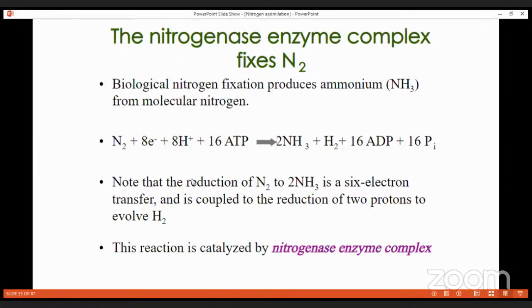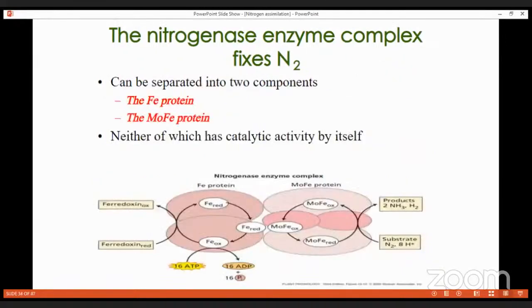Okay, so the reduction of nitrogen basically produces two ammonium molecules in a 6-electron transfer, and it is coupled with two protons to evolve hydrogen as well. So the byproduct of this reaction is hydrogen. And now comes the basic enzyme that is involved in biological nitrogen fixation. It is the enzyme complex known as nitrogenase.